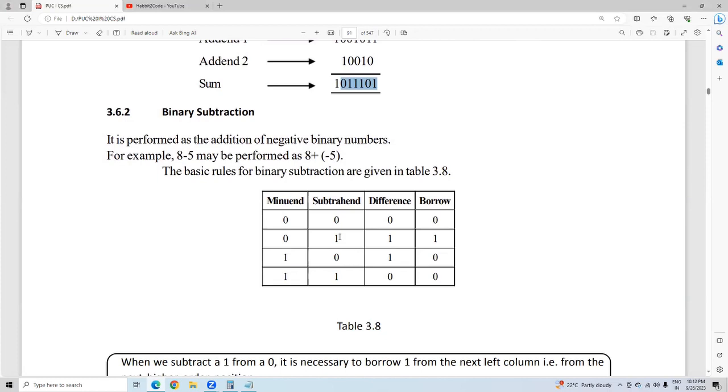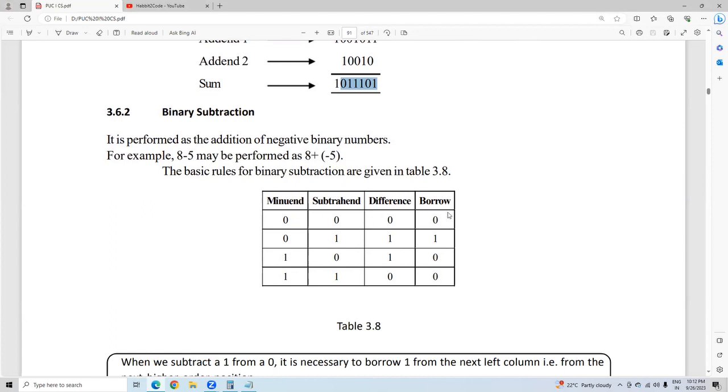It is performed as the addition of a negative binary number. 8 minus 5 may be performed as 8 plus minus 5. Right. 8 is a positive number. Minus 5 is the negative number. Right. So the basic rules are like this.